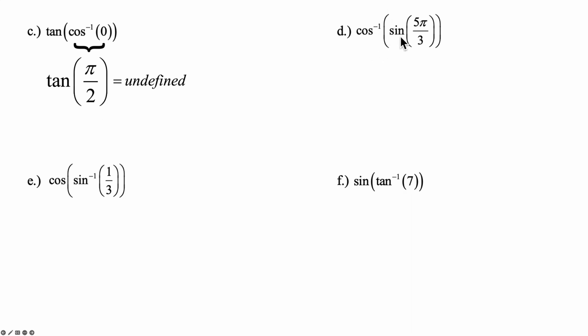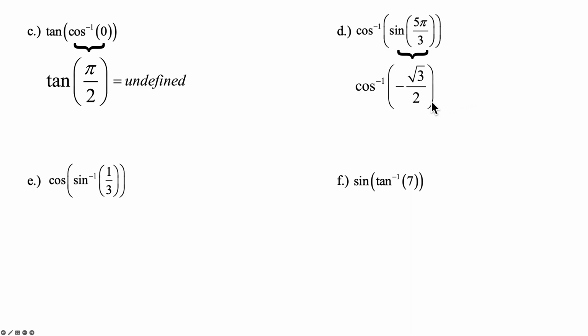Inverse cosine of sine of 5 pi over 3. 5 pi over 3, I believe, is a quadrant 4 angle, and that would be a pi over 3 reference angle. That's going to be the square root of 3 over 2, but because I'm in quadrant 4 for sine, that's negative. Remember, sine is positive in quadrants 1 and 2, negative in 3 and 4.